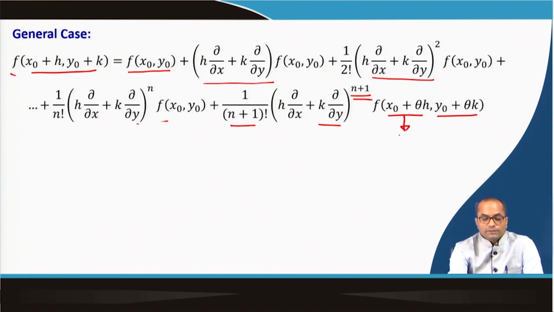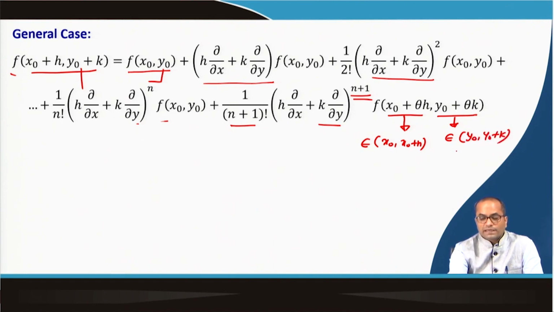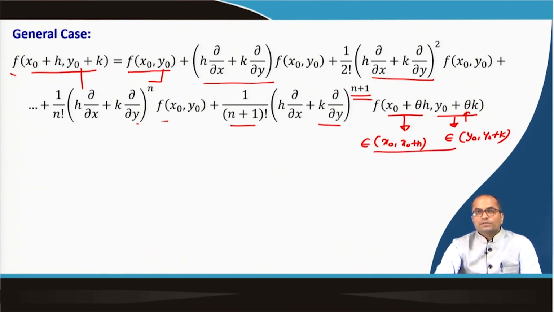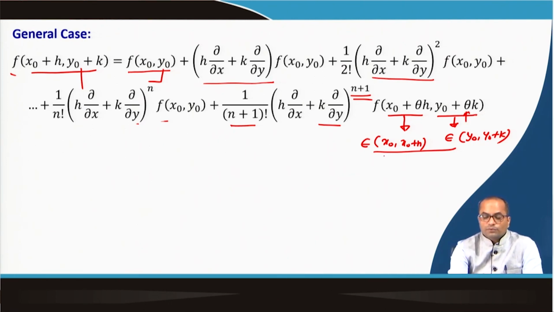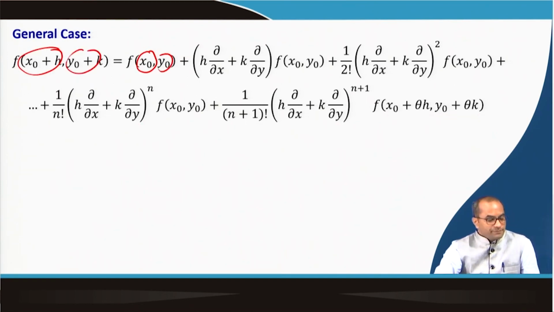So, this first argument will be from x naught to x naught plus h, this belongs to this interval, and the second one will belong to again y naught to y naught plus k, which we have just defined here using this theta, because those are the xi1 or xi2 points. So, they belong to exactly the variation we have here, somewhere in between x naught to x naught plus h and y naught to y naught plus k.